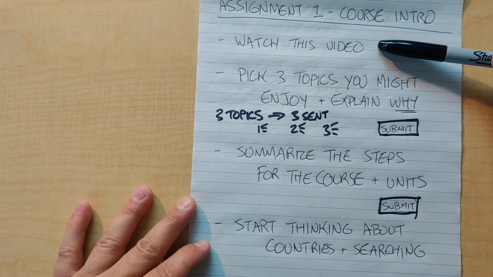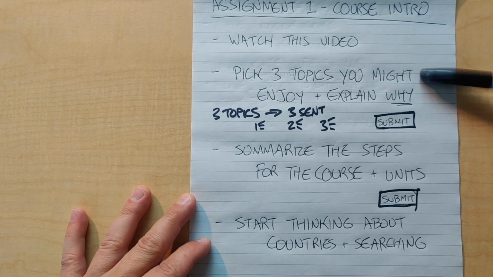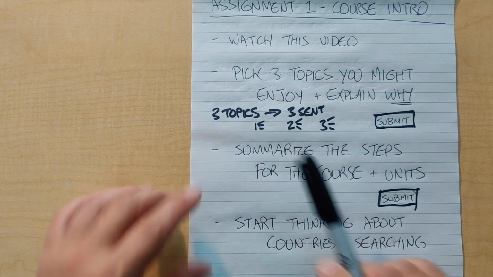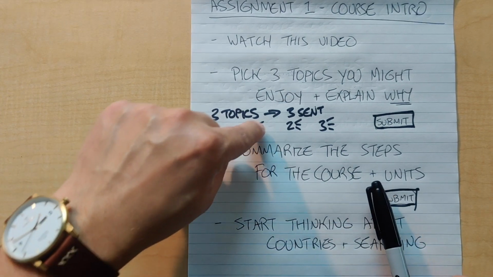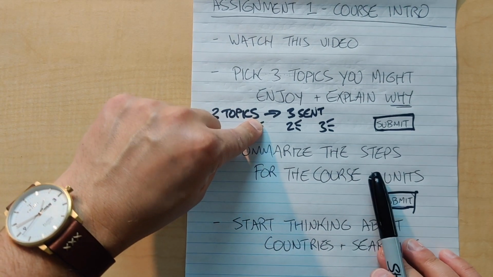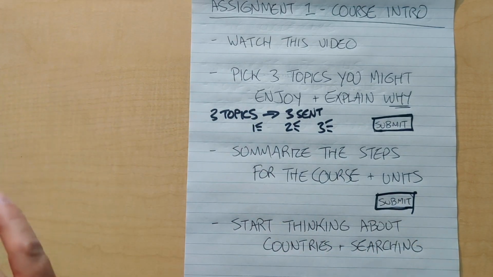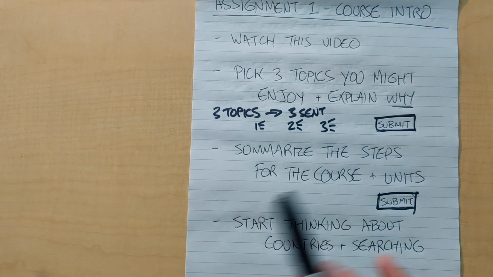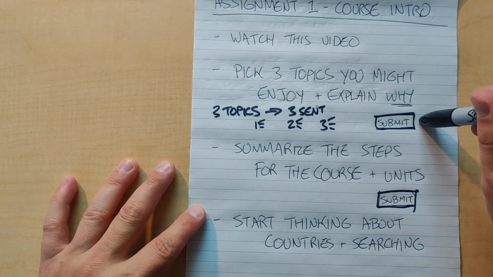So you've watched the video for the most part. Pick 3 topics you might enjoy and explain why. Remember, 3 sentences for each. So 1 topic you might like, 3 reasons why you might like it, 3 things you're interested about. It could be kind of anything you want there. Second thing you might enjoy in the class, 3 reasons or things you're interested in there. Third thing, submit a picture of that.